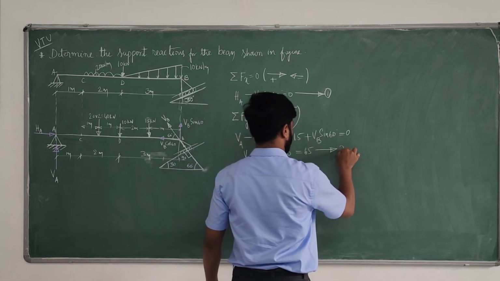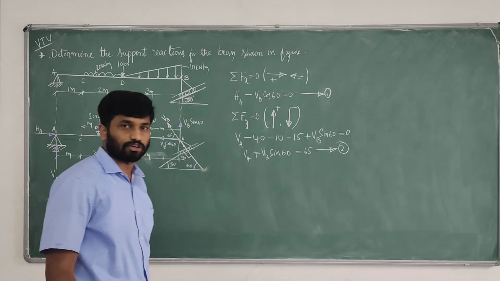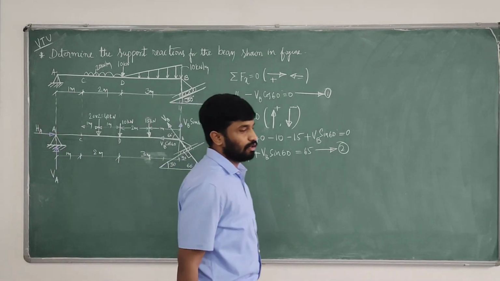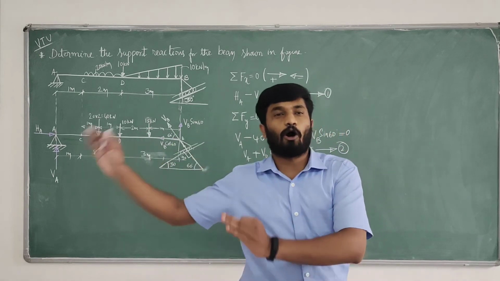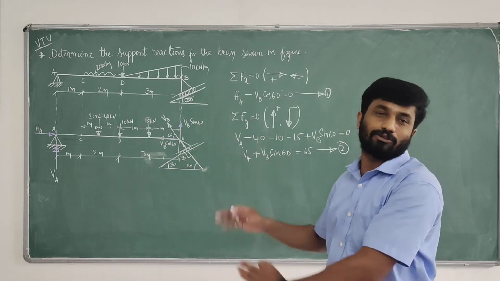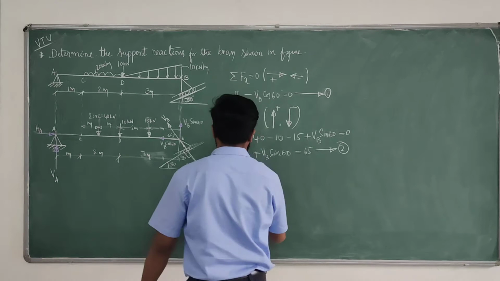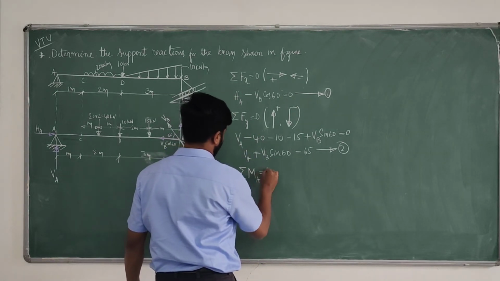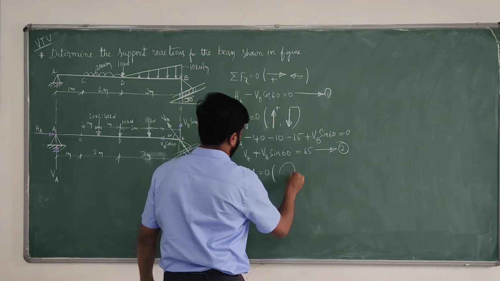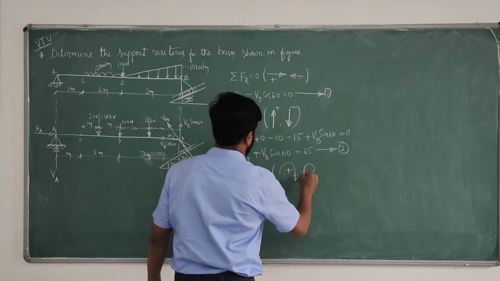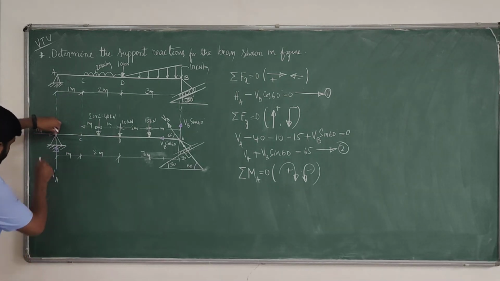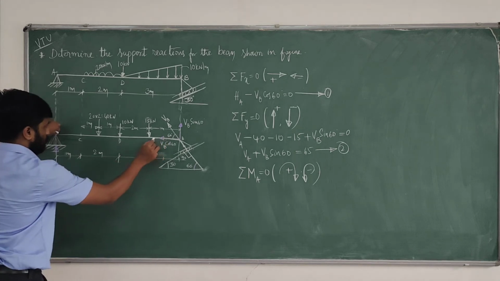Take equation number 2. Next, take moment at A equals 0. Always preferably we choose the left corner, because all loads act at the right side and it is very easy to compute. So take sigma moment at A equals 0. All clockwise moments are positive. Anti-clockwise moments are negative.